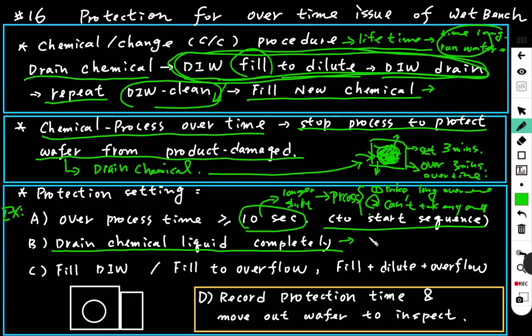Now you can see that the protection sequence starts. You've got to drain the chemical. Sometimes the chemical is very expensive and costs money. So maybe it costs $10,000 of chemical waste to save the wafer.